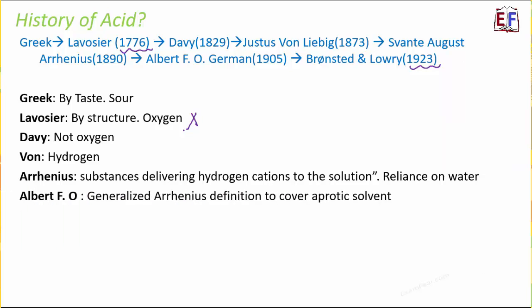Later came Albert F.O., who in a way supported Arrhenius' definition, but he tried to generalize the definition to cover aprotic solvent. Arrhenius' definition was very specific to water, like in water, if a substance behaves this way, it is acid. But Albert said that that doesn't work, right? We need to take into consideration all the other types of solvents as well. So he extended Arrhenius' definition to aprotic solvent. Now you may ask, what is aprotic solvent? Solvents are of two categories. One is protic solvent, the other one is aprotic solvent. Protic means a solvent that contains hydrogen ions or protons. That's why they are called protic solvent. And in exactly similar way, aprotic solvents are those which are without protons or without hydrogen atoms.